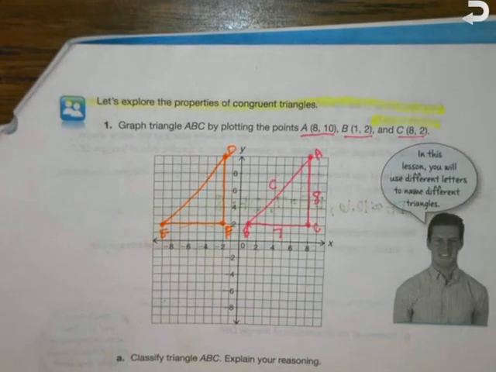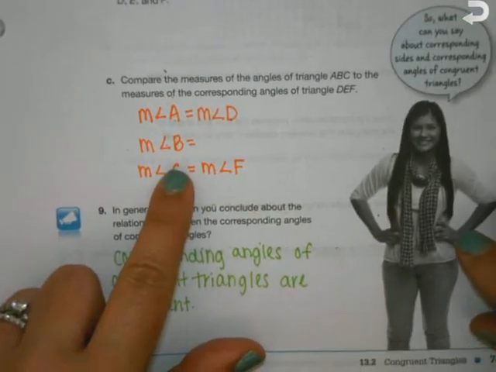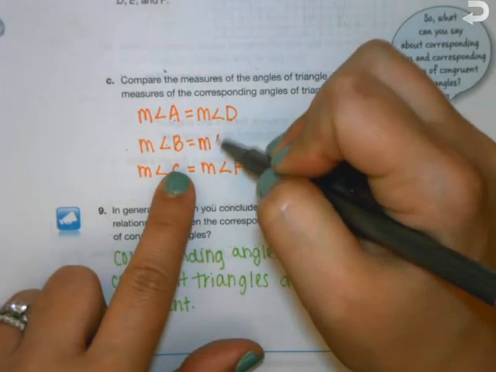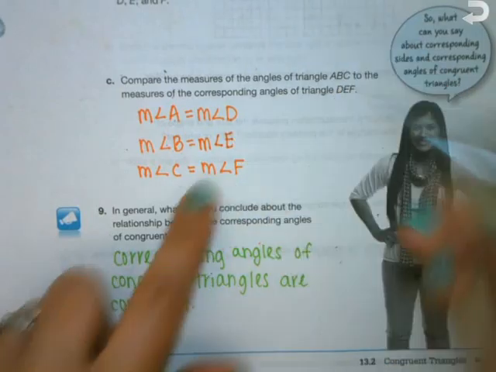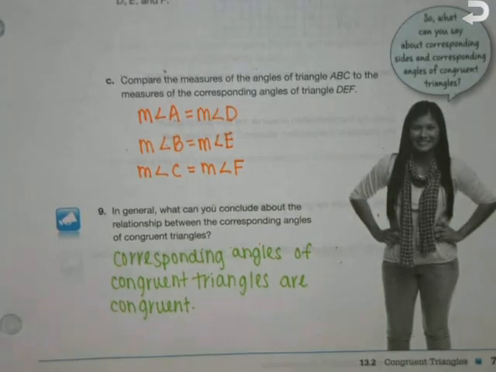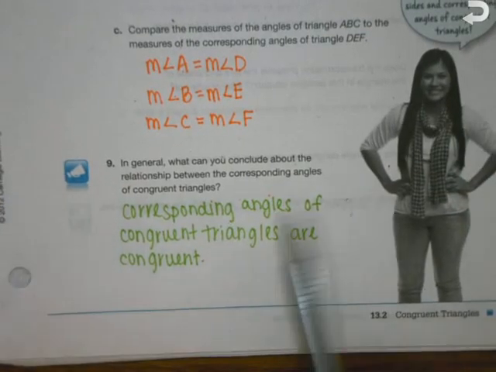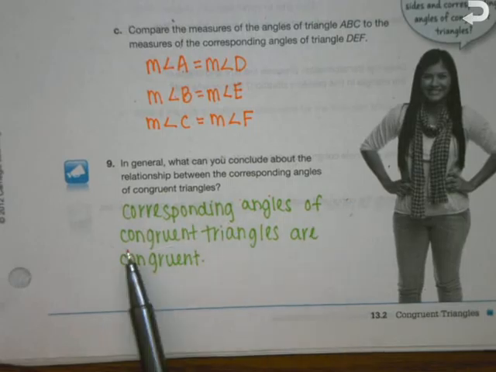So which angle corresponded then to angle B? Measure of angle E. Okay? So the order actually does make a difference here when you're listing the triangle. So I want you to make sure that you are aware of that. So then we can conclude that corresponding angles of congruent triangles are also congruent. So write that down for me.